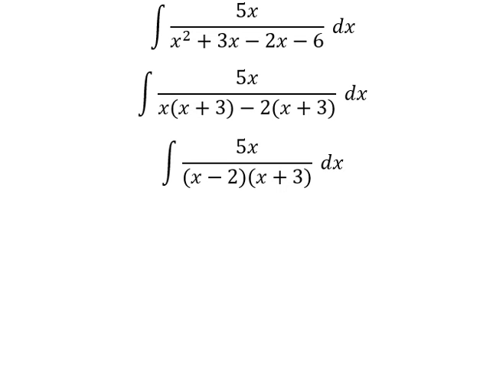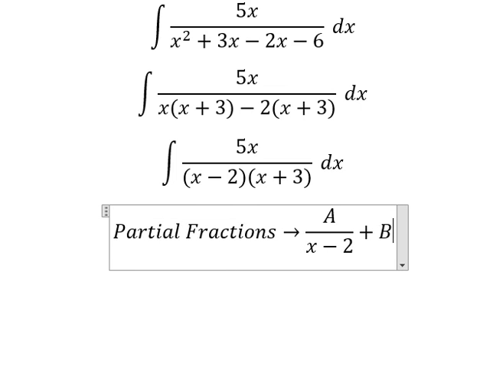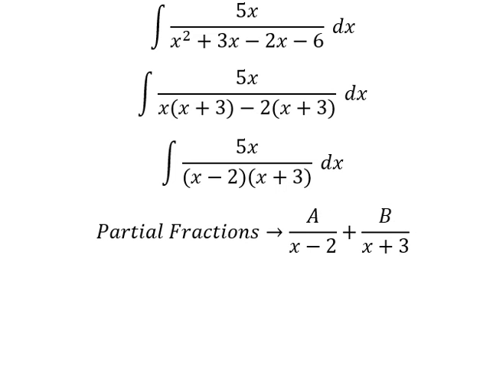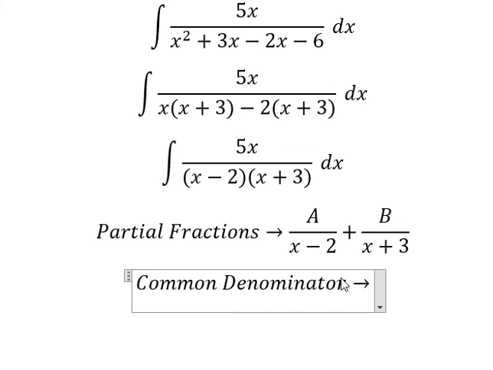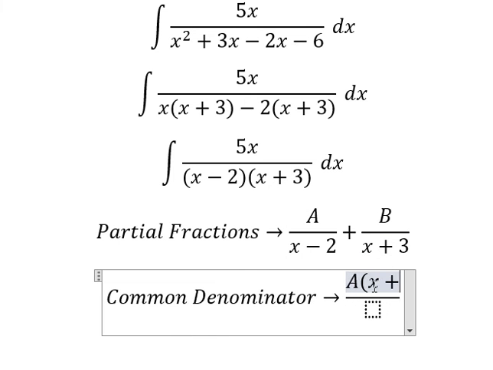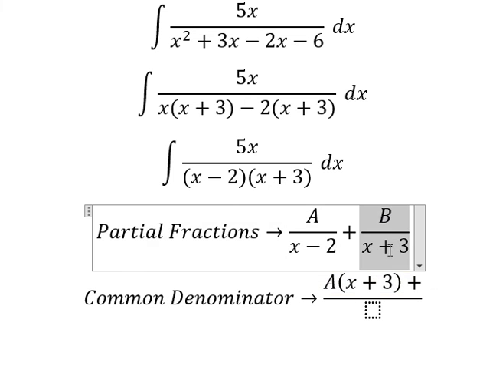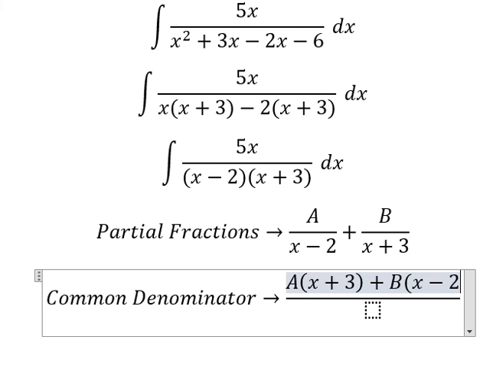Next, we need to use partial fractions. So capital A over s minus 2, capital B over s plus 3. Now we do common denominator. So this one is missing s plus 3, so capital A multiplied by s plus 3. About this one, it is missing s minus 2, so capital B multiplied by s minus 2.